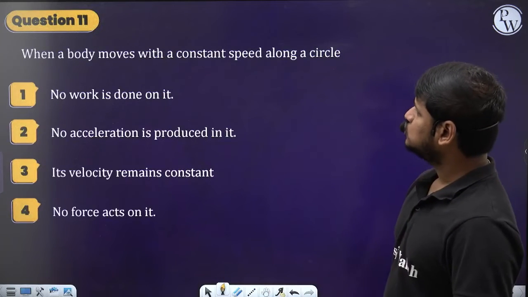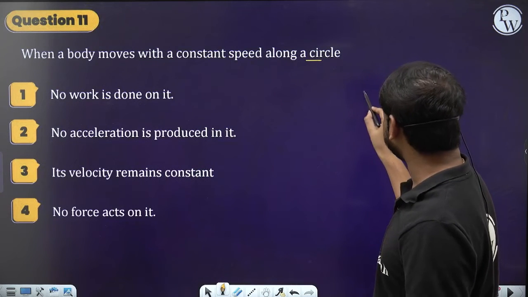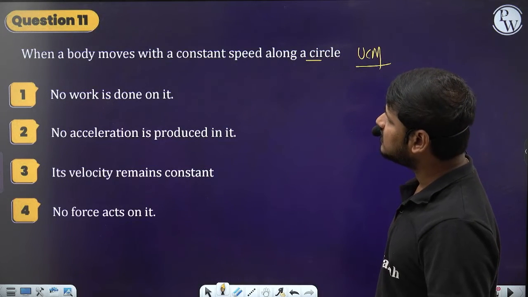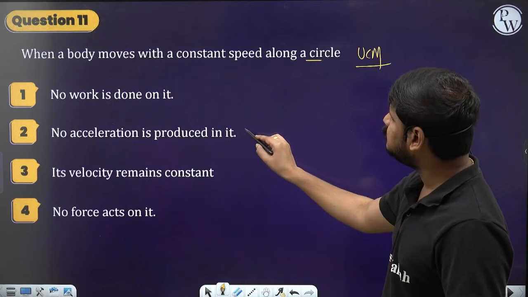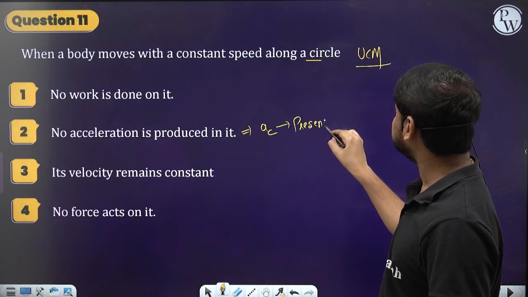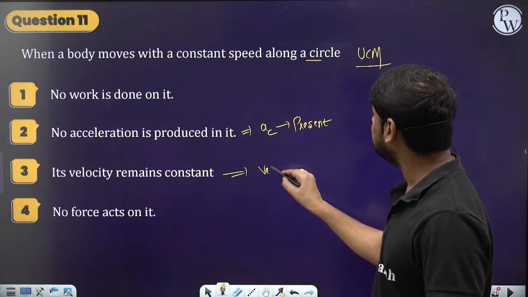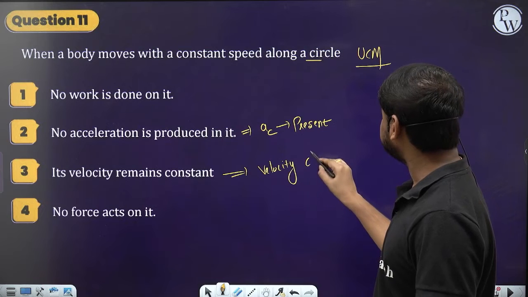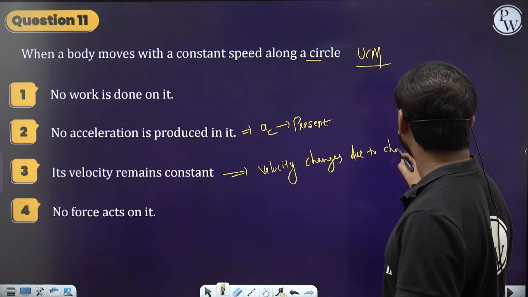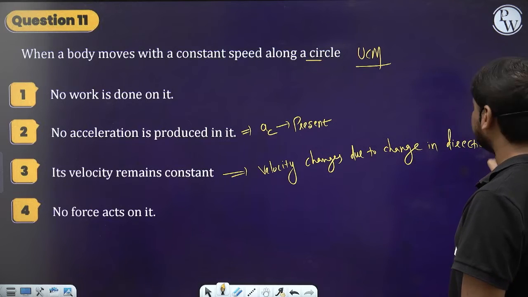Next, when a body moves with a constant speed along a circle, constant speed means uniform circular motion, right? Uniform circular motion, constant speed. No work is done on it, no acceleration is produced. Acceleration will be there, the centripetal acceleration will be present. They are saying no acceleration, but acceleration will be present. Its velocity remains constant? Its velocity changes due to change in direction. So the second one is correct, third one is correct.